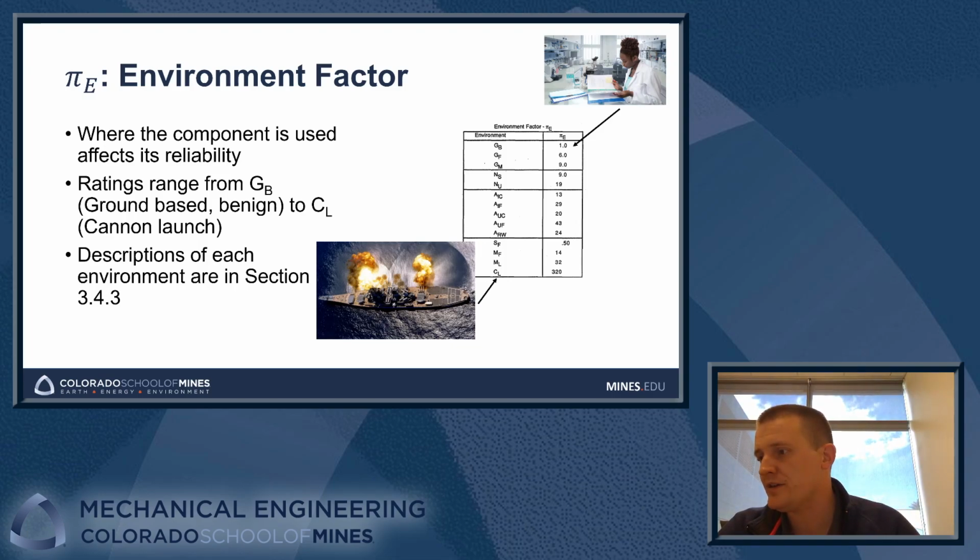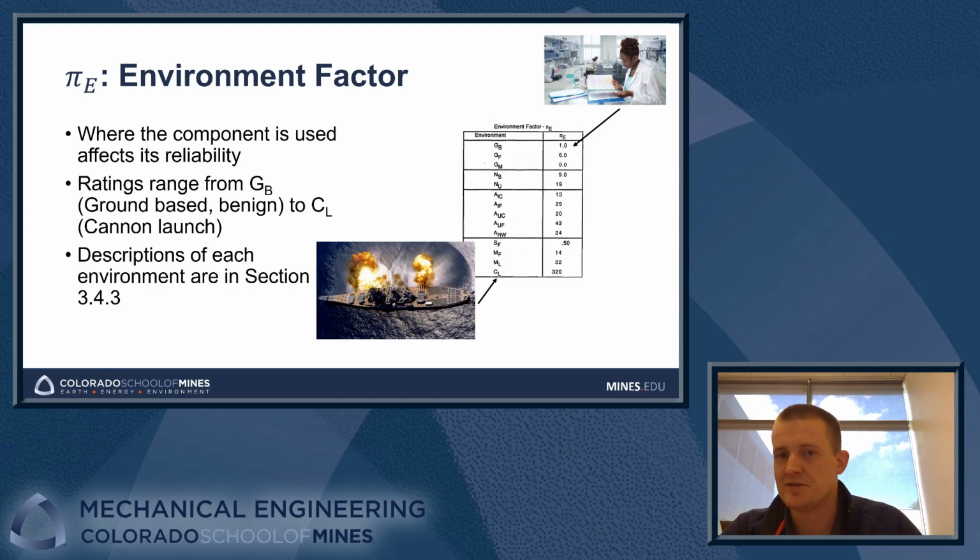All right, so where the component is used makes a big difference in how long it's going to last. If we have an electronic component and we're just using it on the bench in an air-conditioned lab, it's probably going to last longer than one that's stuck in a metal shed in the middle of the Mojave Desert or something like that, where it's really, really hot all the time. So Mil Handbook 217F gives you a whole table of different multiplying factors for different types of environments that you could conceivably be using this in.